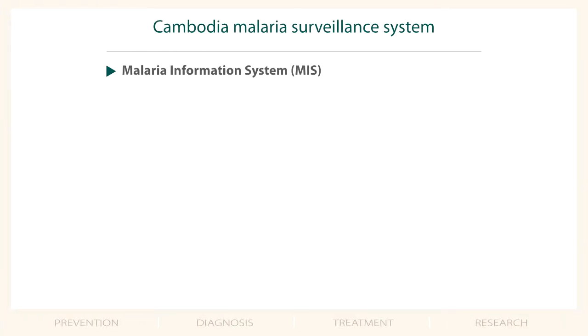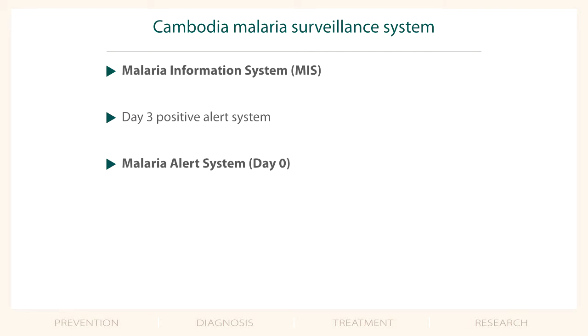In the national malaria control program, we have 5 different tools for the surveillance system, but I don't think I can cover all of them. So for this presentation, I will cover only the two main tools. One is the malaria information system, which we call MIS, and the malaria alert system, which we call DESRO.